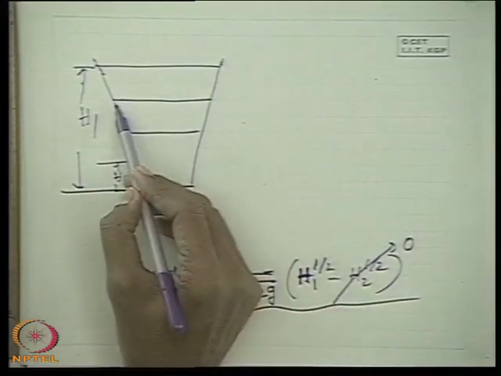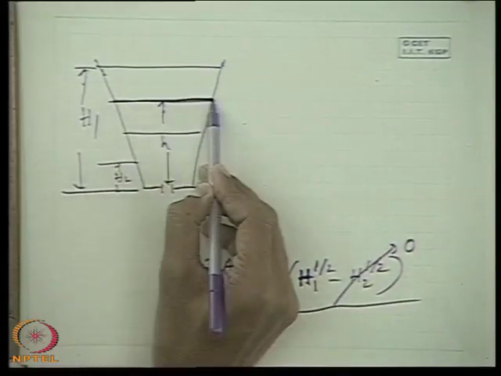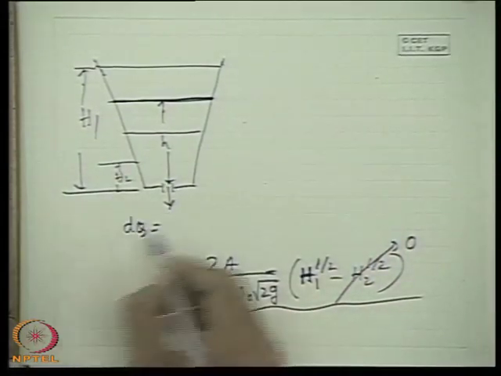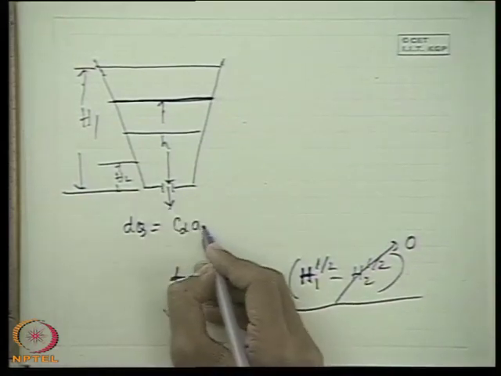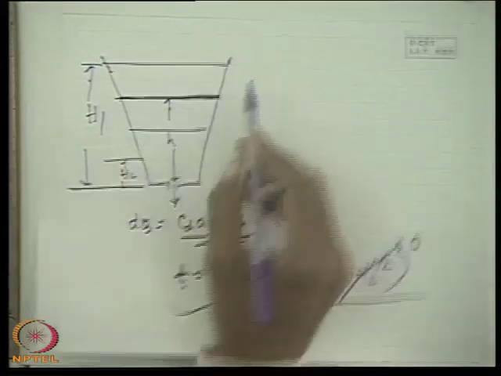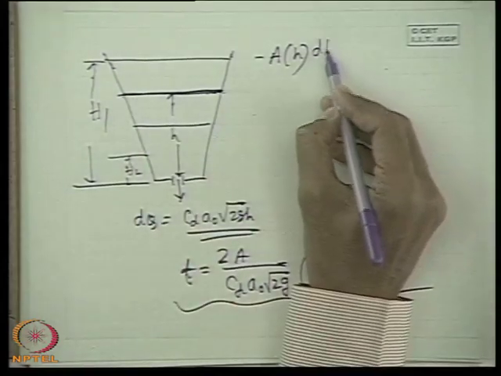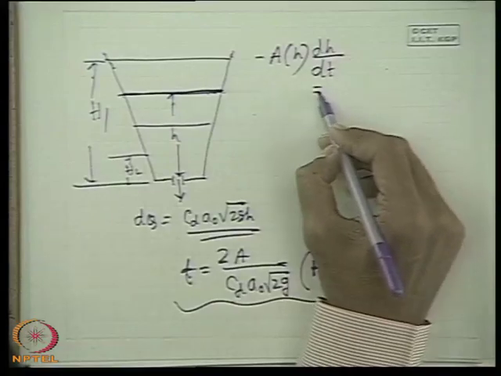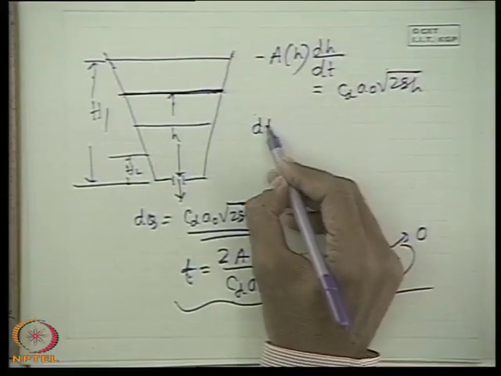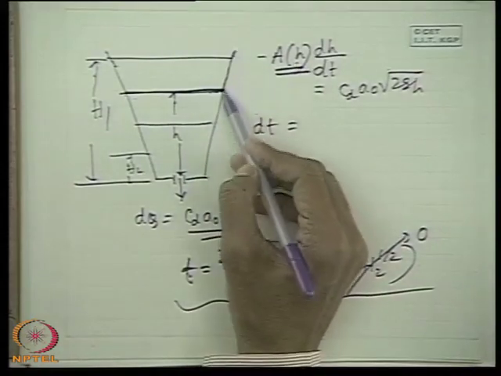So same problem if you pose at any instantaneous height H, if you consider the area of the tank there, the flow through the orifice is the same: dQ, the rate of flow, is CD into the orifice area times root over 2gh. But the rate of volume flow rate at this level is minus A, which is a function of H, A(H) dH/dt, which has to be made equal to CD A0 root over 2gh. That means you will have to take dt on one side and dH on the other. So A as a function of H only you have to incorporate. There is no fluid mechanics. This you can find depending upon the geometry.